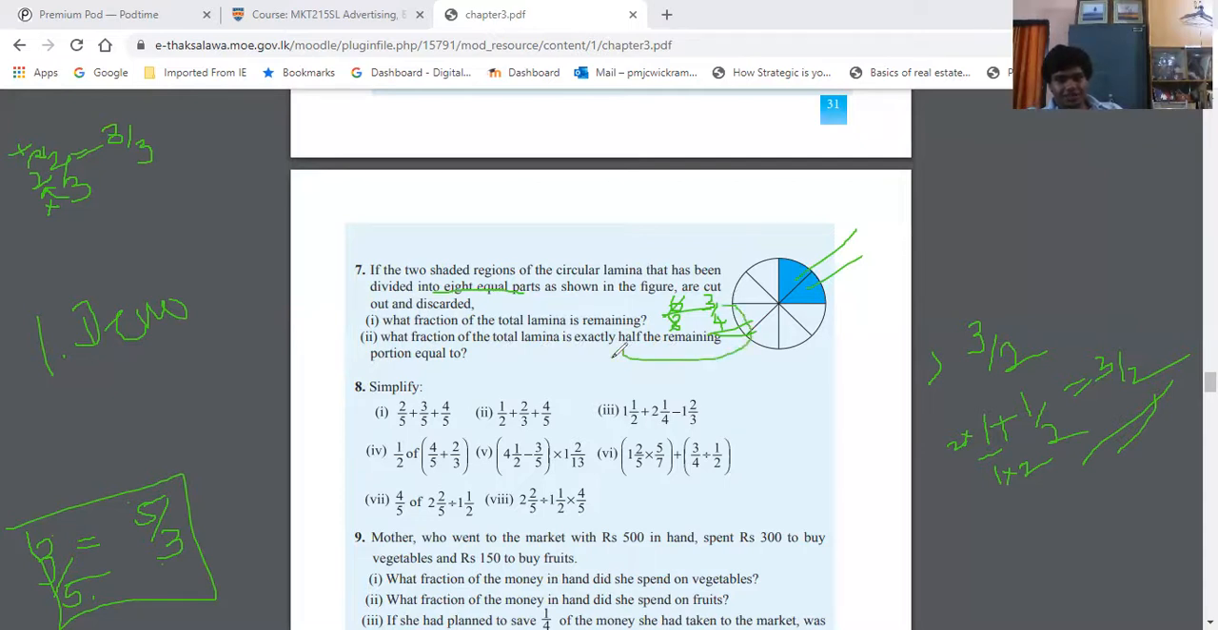That is actually 3/4, right? Then they have asked what fraction of the total lamina is exactly half the remaining. That's a bit different. What they're asking us is what is half of the remaining. Now the remaining is 3/4, so half of 3/4.